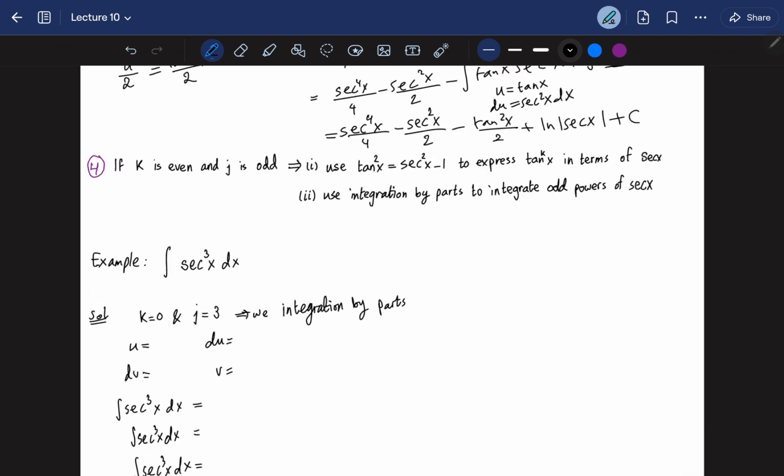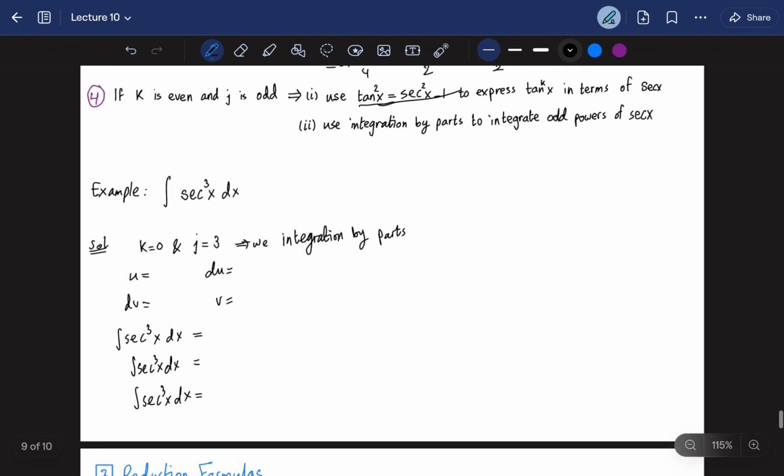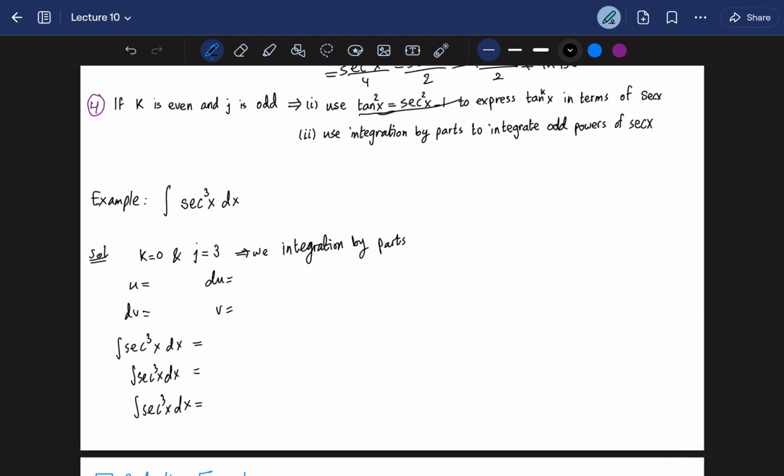And the last case that we have is k is even and j is odd. We're going to use this identity to express tan of the even power in terms of secant, and then we're going to use integration by parts to integrate the odd powers of secant. So let's try here. I have the integral of secant cubed.